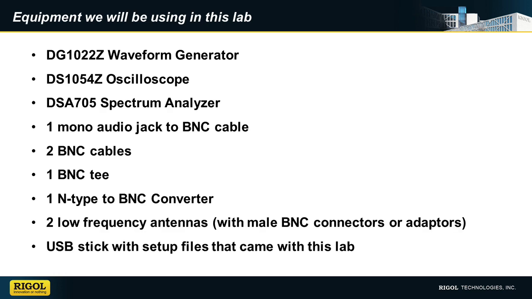First, in these examples, we're going to be using a couple different pieces of RIGOL equipment. The DG1022Z waveform generator, the DS1054Z oscilloscope, and the DSA705 spectrum analyzer. We also have some cables and connectors we're going to use, including an audio jack to BNC cable, other BNC cables, and a BNC T, and some converters we'll be using throughout this presentation. This package comes with setup files for these instruments, as well as a couple other models of spectrum analyzers you might be using in your RIGOL lab.